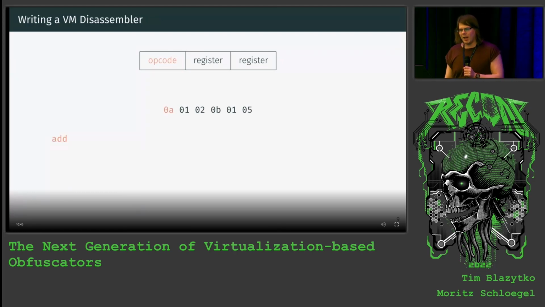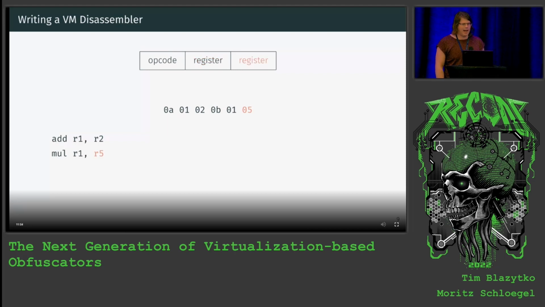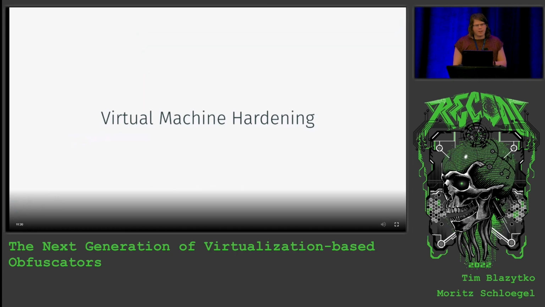So the disassembler would take the first byte, say this is an addition. The second byte is encoded in a register, R1, and the third byte, register R2. The fourth byte is multiplication with R1 and R5. Once we have our disassembler output, we then can start with reconstructing the high-level code. In this case, it would be R1 plus R2 times R5. So these VMs are relatively simple.